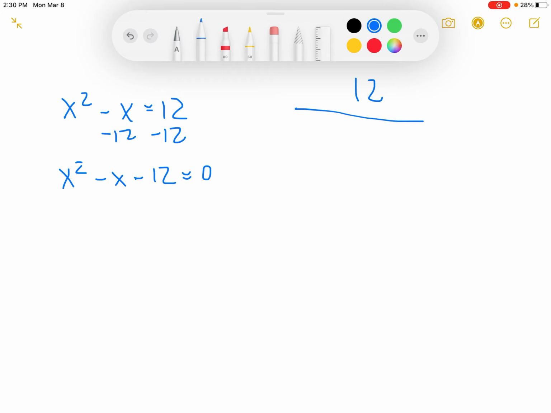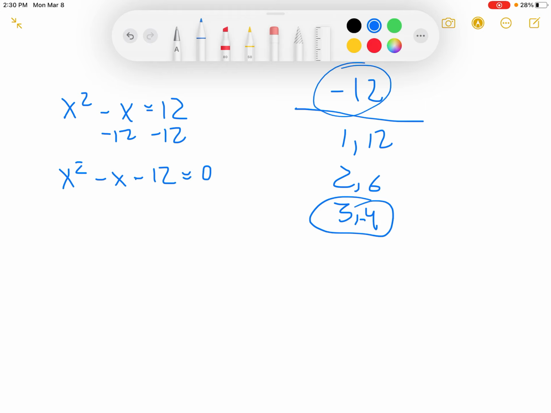That would be 1 and 12, 2 and 6, and 3 and 4. Which ones add to equal the coefficient of the second term? That is 1, even though you don't see it there, or negative 1 really. And so 3 and 4 could. And remember, it still needs to be negative 12. So how could we do that? If we did negative 4, because 3 minus 4 is negative 1, and 3 times negative 4 is negative 12. So that's good. We'll do that.